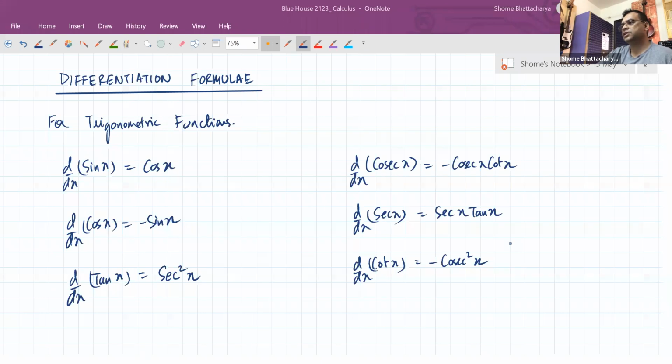Sir, can we write d by dx sin x as sin prime x? Yeah, you can write it as sin prime x. But generally that prime notation we use for the function, not the value of the function. If you're writing it in prime notation, it's better you write it this way, that sin x's prime is cos x. Okay.